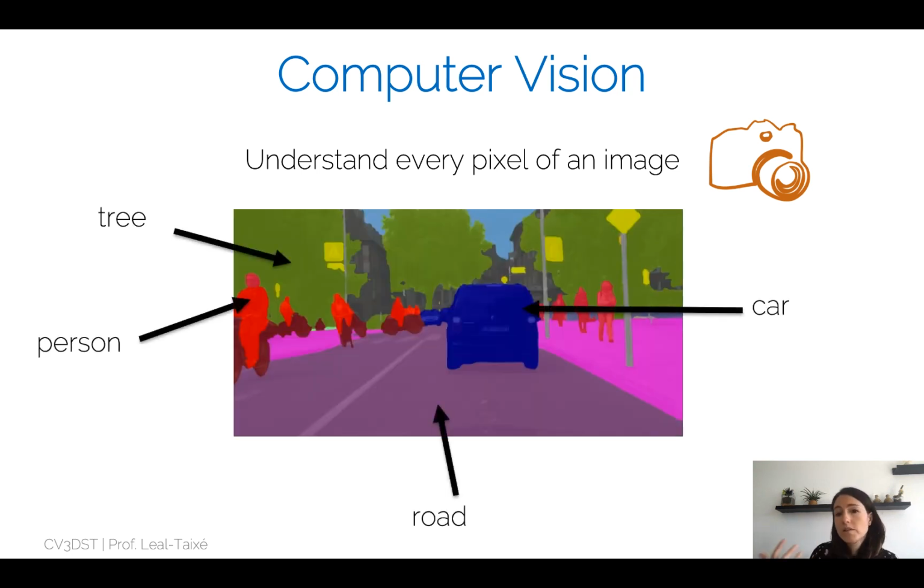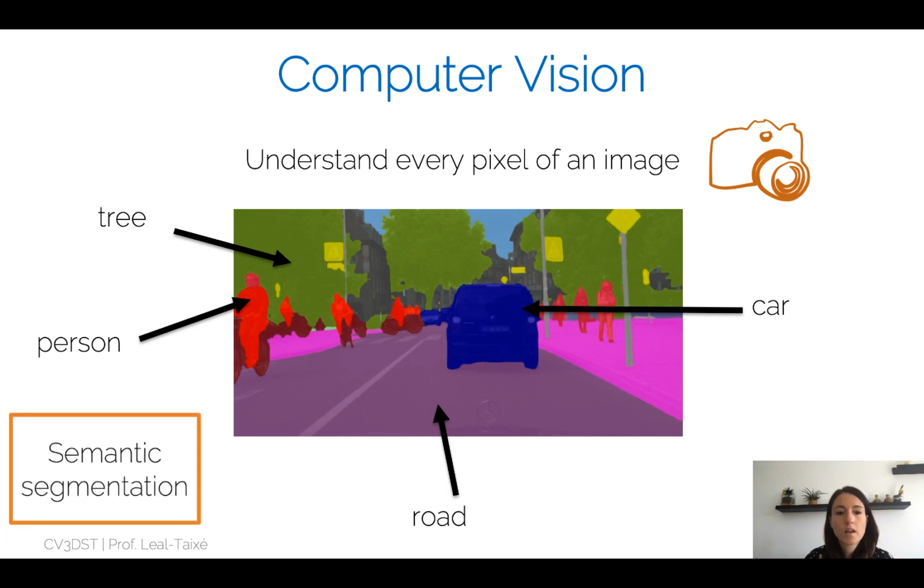And so we want to interpret, for example, this world in a semantic way. So know where the car is depicted in the image, which pixels belong to a car, which pixels are representing a car, or a tree, or a person, or the road. This is the task that we call semantic segmentation, and we will cover in one lecture how we can actually approach this task with deep learning.